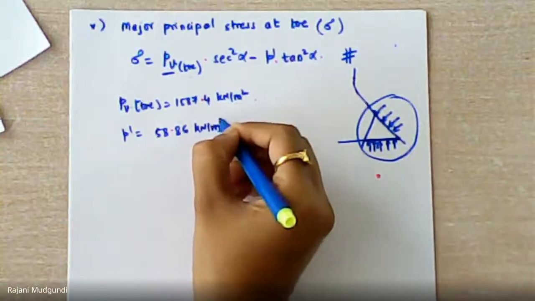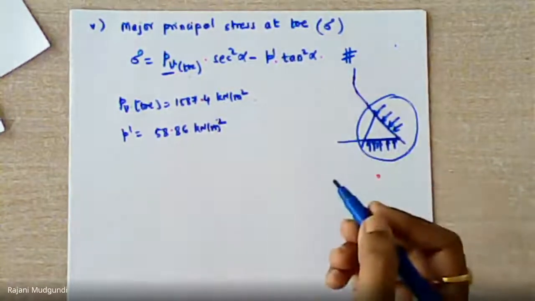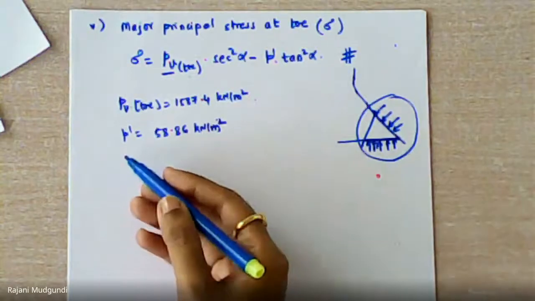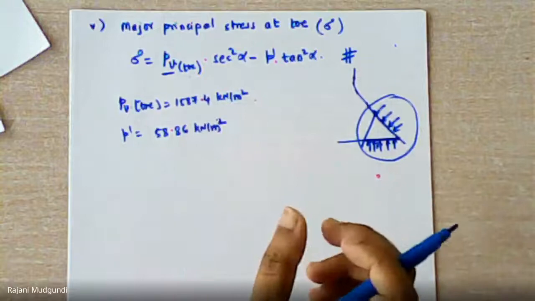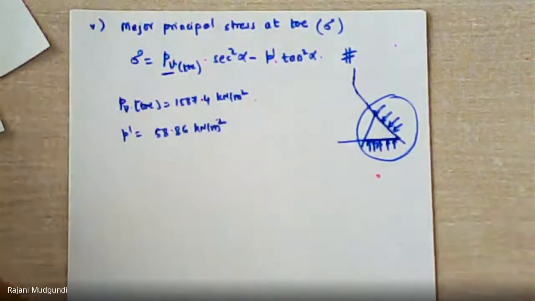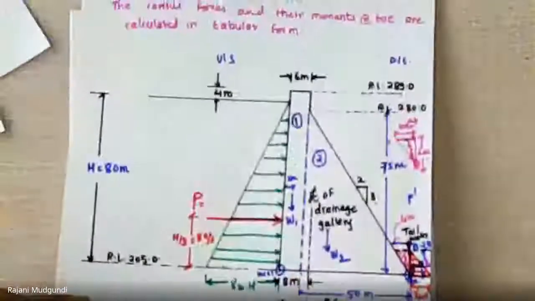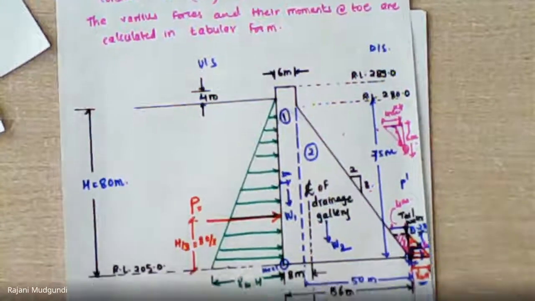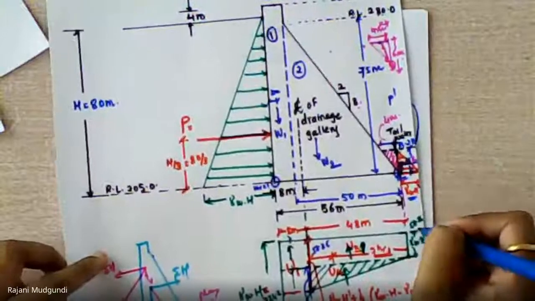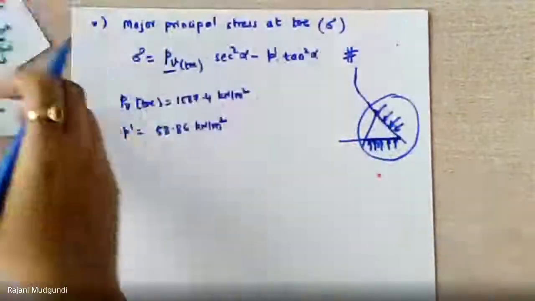kilonewton per meter square. Also, small p dash is the pressure intensity at the base of this toe. So here you have written gamma w into h dash, so that value is nothing but the 58.86.